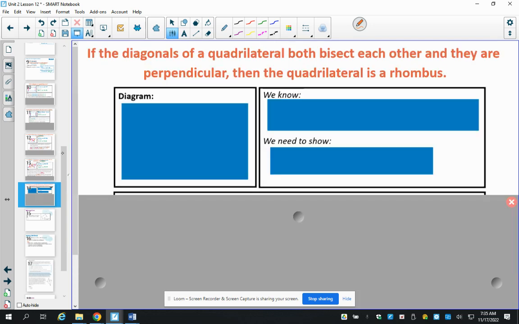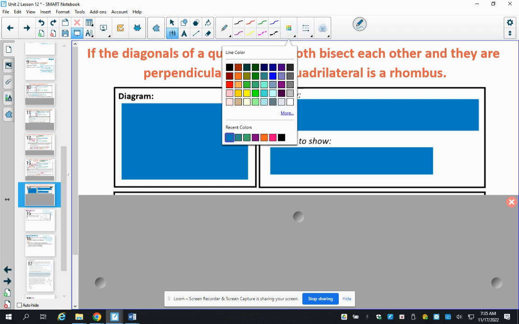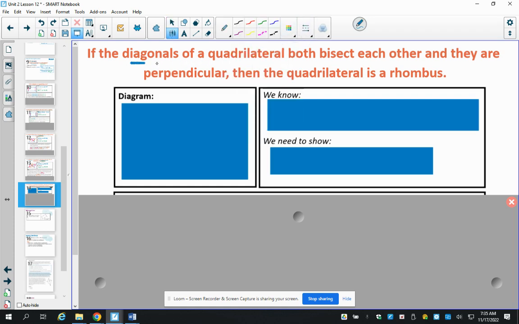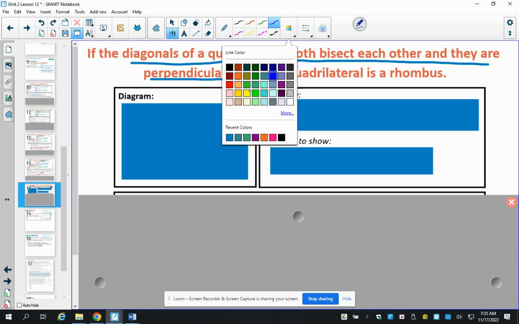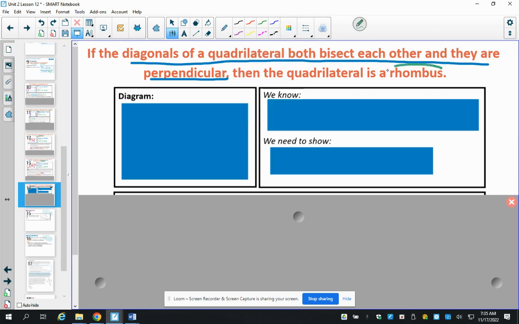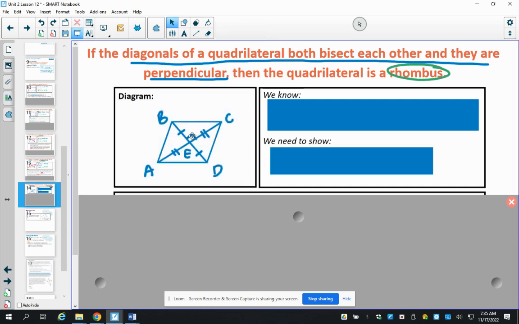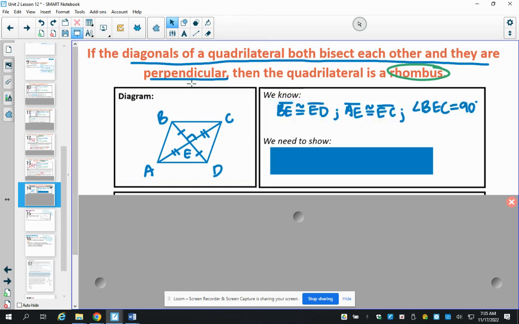All right, last one. If the diagonals of a quadrilateral bisect each other and they're perpendicular, then the quadrilateral is a rhombus. So now we're trying to prove rhombus. So we're going to draw a diagram that has diagonals bisecting each other and perpendicular. So that's what we know. And then what we're trying to show is it's a rhombus.